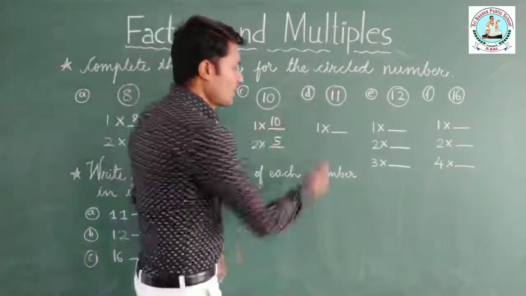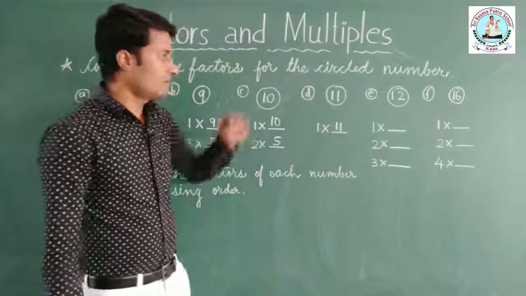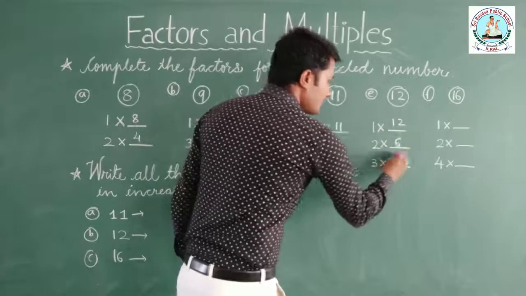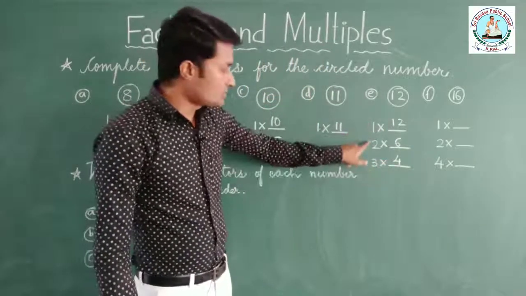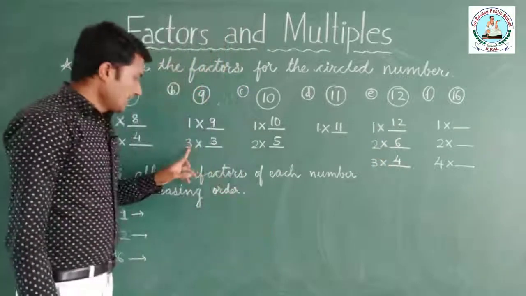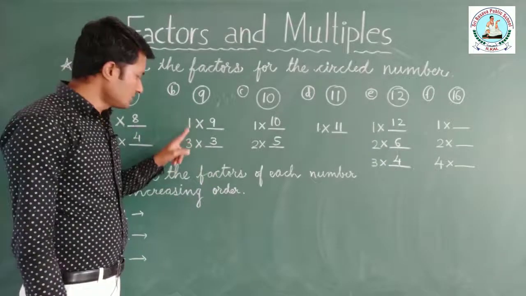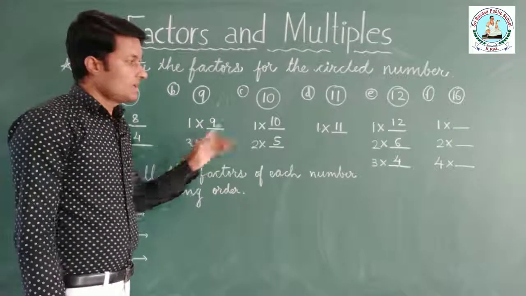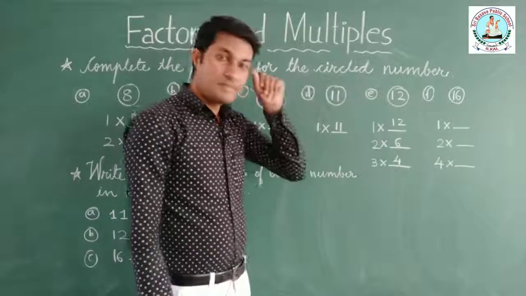Yes, 11, 1 times 11, and 1 and 11 are the factors of 11. 12, 1 times 12, 2 times 6 and 3 times 4. Then what are the factors of 12 now? 1, 2, 3, 4, 6, 12. See here, if a number repeats, you skip one, like 1, 3, go for 9, because 3 is already considered. But here all the numbers are different, so all these are factors of 12.